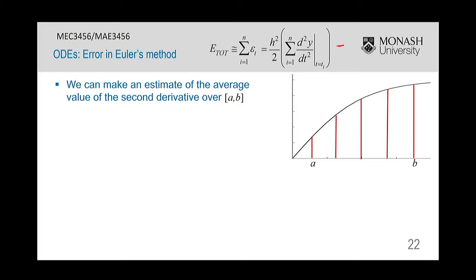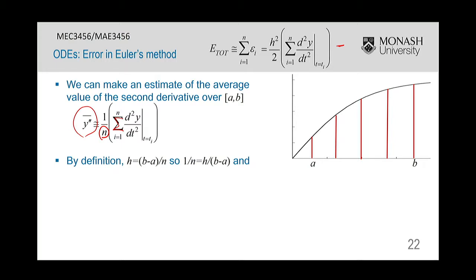We can make an estimate of the average value of the second derivative over this interval a to b. So y double dashed bar, that just means the average value of the second derivative, is approximately equal to the sum of the individual second derivative estimates at each of the intervals divided by the number of intervals that we've got. So we're just summing up the estimates and dividing by the number of estimates to give us an estimate of the average second derivative.